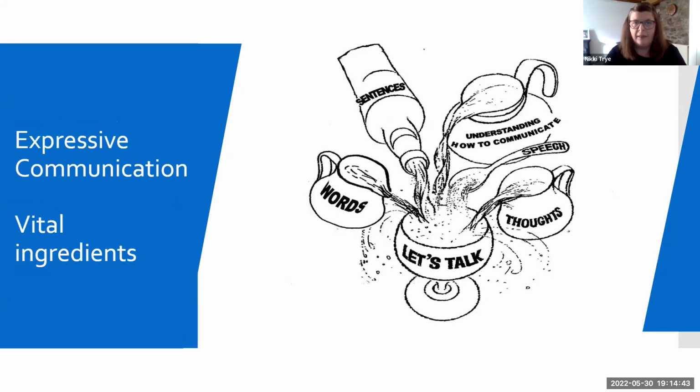Okay. And then expressive communication. I quite like this as a little picture because it makes sense to me. These are basically all of the vital ingredients that we need in order to be able to communicate expressively. So we've looked at receptive, and now we've got expressive. The receptive part, like I said before, I wanted to spend a little bit more time on, because that's the part that I always find quite tricky to assess, hence why I'm going to put all those assessments onto the portal for you.